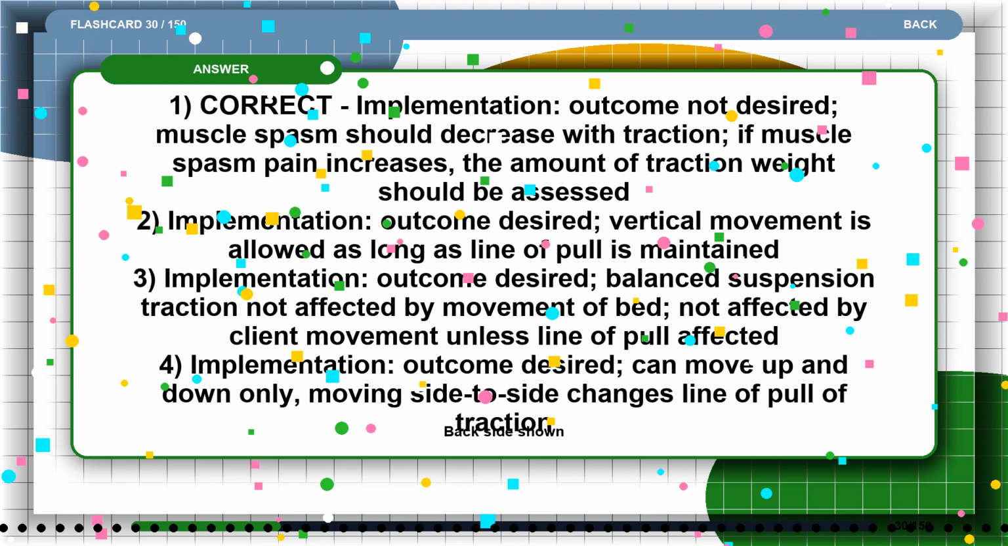The answer is 1. Correct. Implementation. Outcome not desired. Muscle spasm should decrease with traction. If muscle spasm pain increases, the amount of traction weight should be assessed. 2. Implementation. Outcome desired. Vertical movement is allowed as long as line of pull is maintained. 3. Implementation. Outcome desired. Balanced suspension traction is not affected by movement of bed, not affected by client movement, unless line of pull is affected. 4. Implementation. Outcome desired. Can move up and down only. Moving side to side changes line of pull of traction.